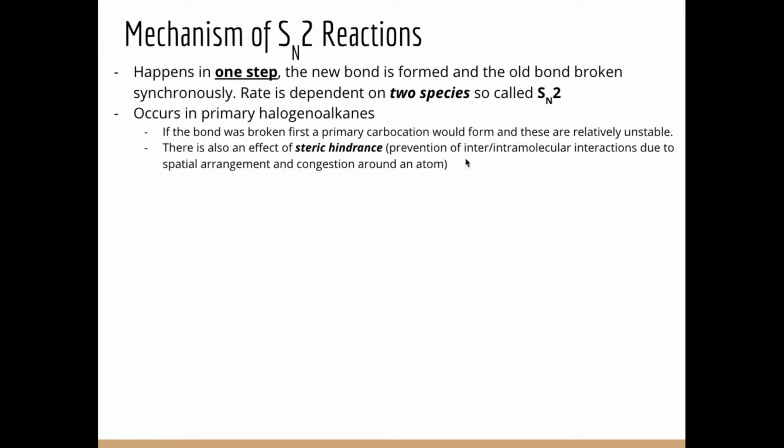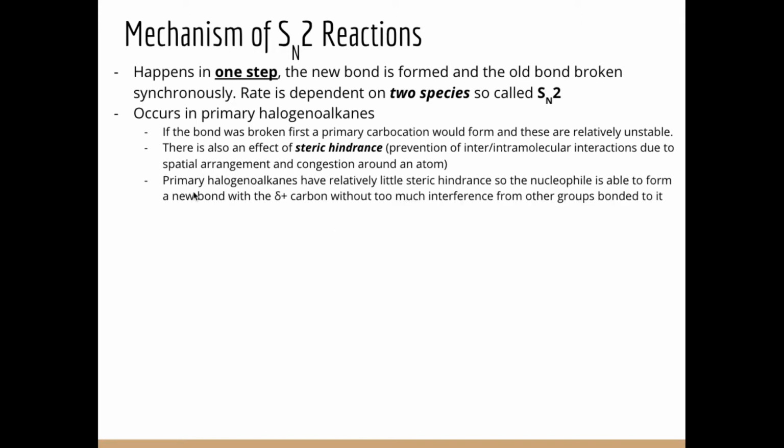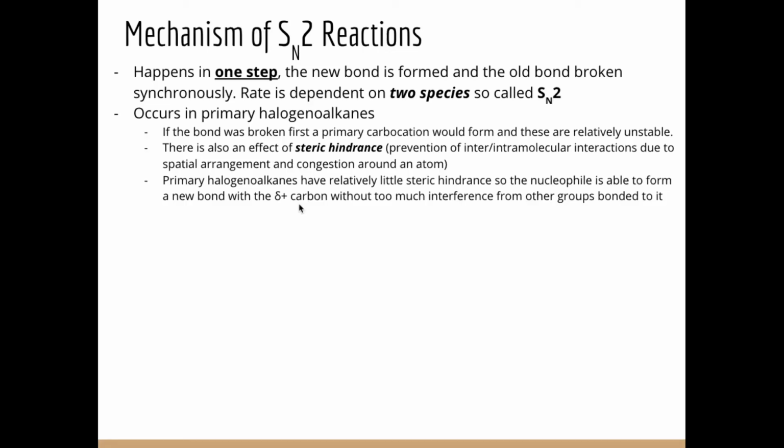So the steric hindrance is the prevention of intramolecular interactions due to the spatial arrangement and congestion around an atom. Primary halogenoalkanes have relatively little steric hindrance, so the nucleophile is able to form a new bond with a delta positive carbon without too much interference from the other groups bonded to it. So this combination of factors, the fact that we would make a very unstable carbocation, contributed with the fact that there's not very much congestion around the central carbon in a primary halogenoalkane, means that we would most likely favor the SN2 type reaction that occurs in one step. Let's have a look what this looks like.